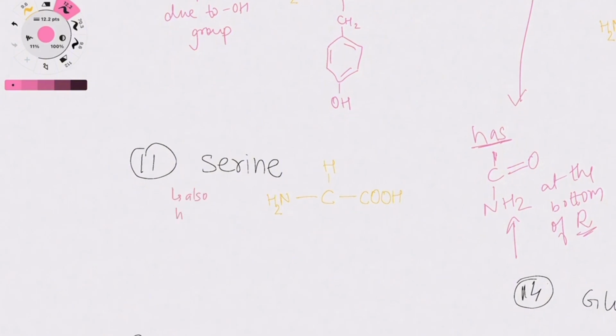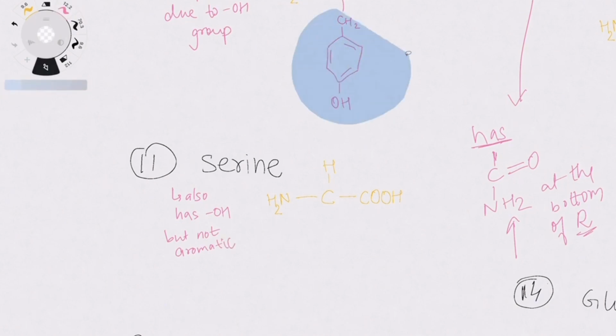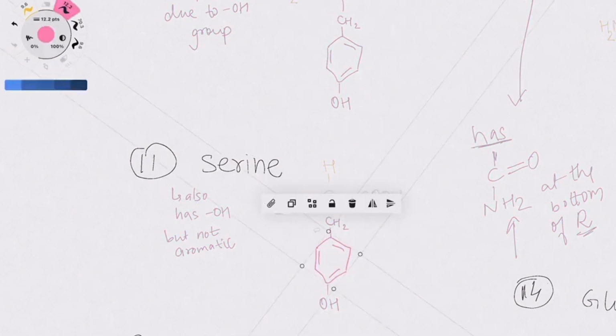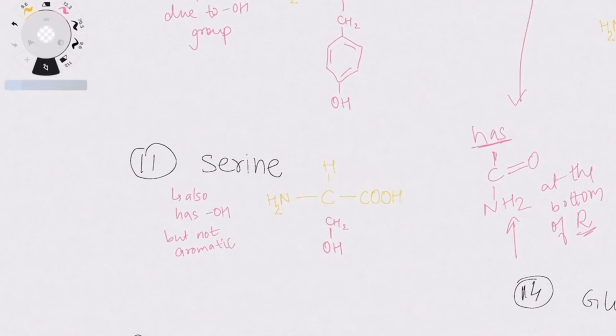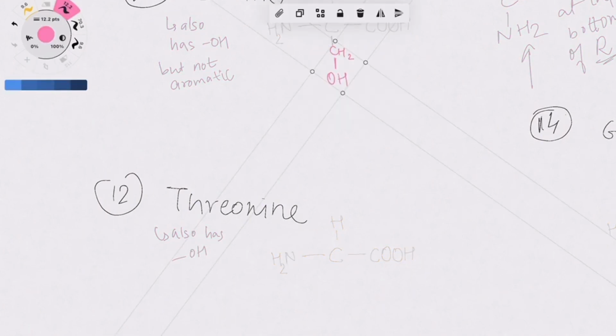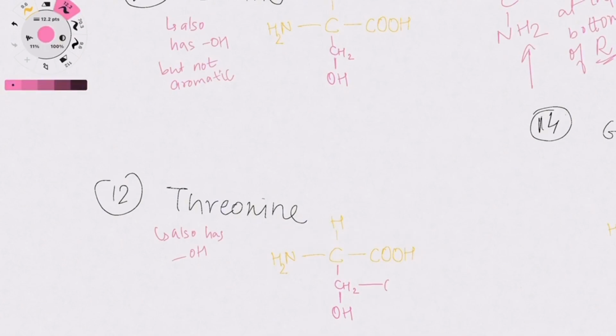Then we have serine, which also has an OH group that makes it polar, but it does not have a ring structure. So it's not an aromatic amino acid. So what we're going to do here is copy the previous amino acid side chain again. And since serine is not aromatic, we're going to remove the benzene ring and join the OH with the methyl group. Next, we have threonine, and it also has an OH group that makes it polar. For threonine, again, we're going to copy the side chain from serine, and we're just going to add a methyl group that's branched.